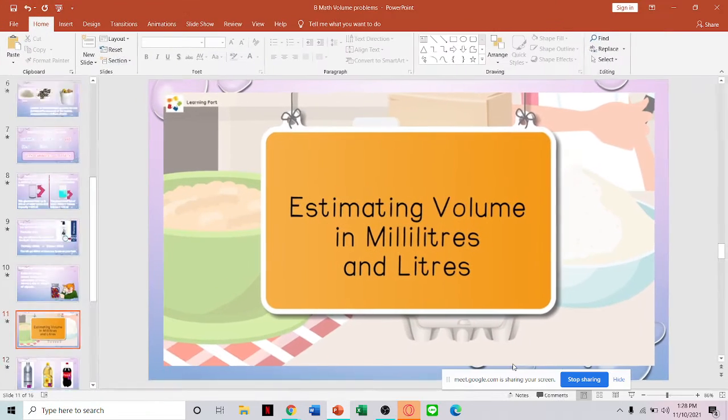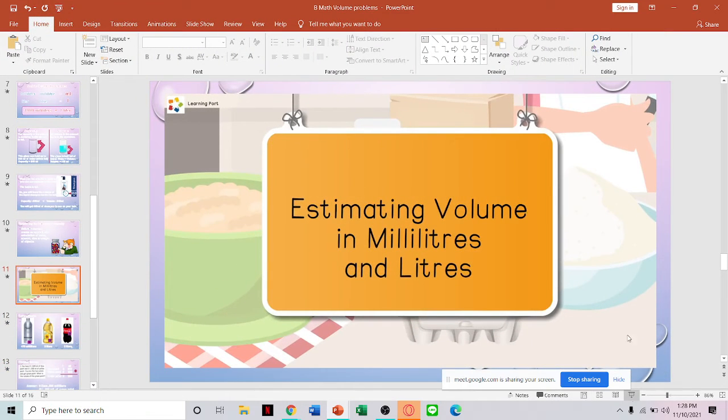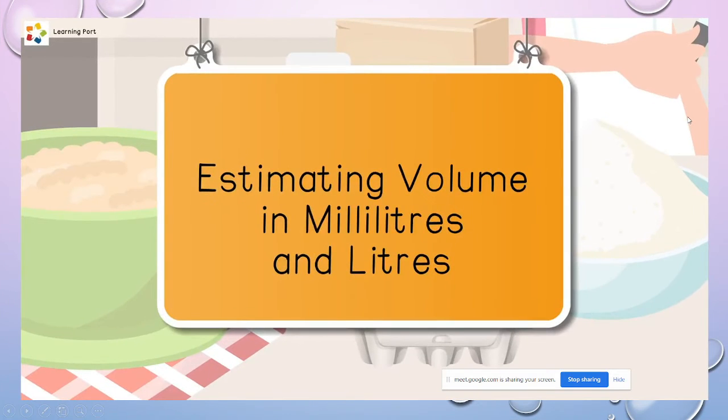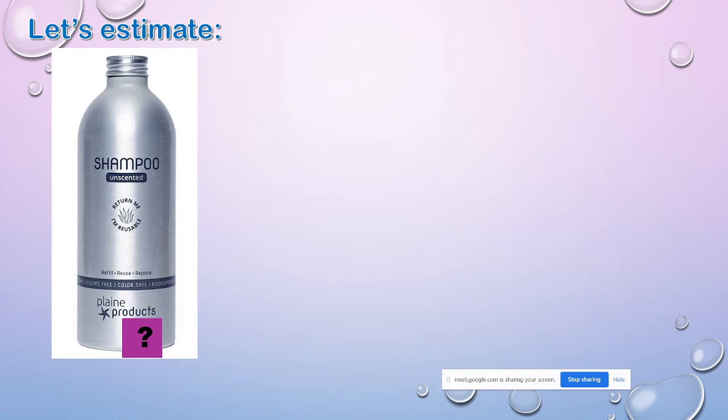Let's try estimating using these pictures that I will show you. This bottle of shampoo, what do you think is the capacity or the volume of this one? What do you think? Use milliliter only. A shampoo bottle, 650 milliliter. 650. How about the others?